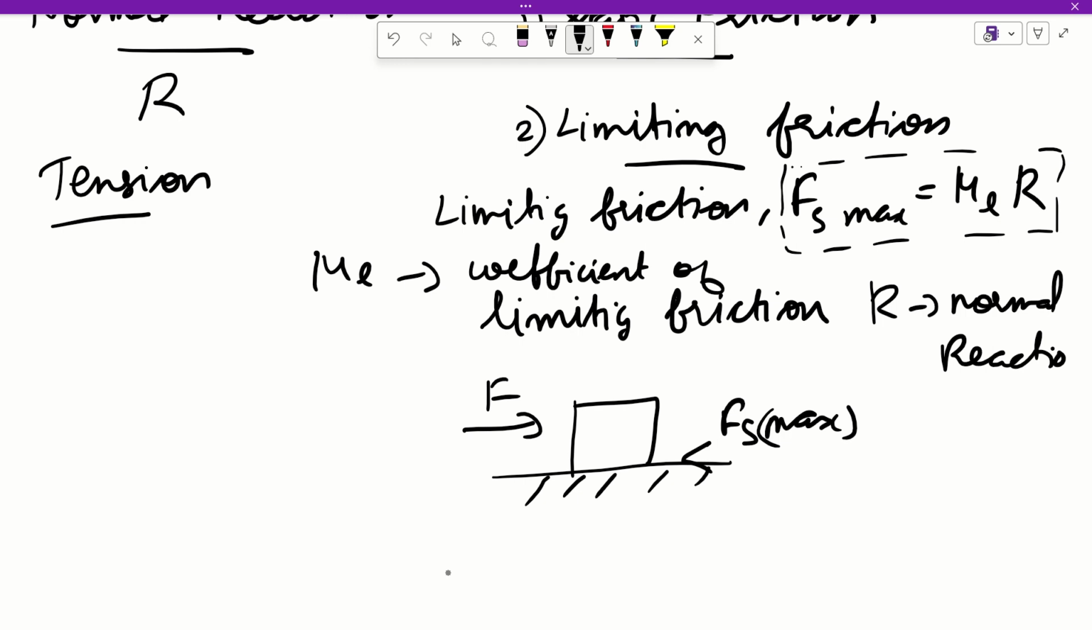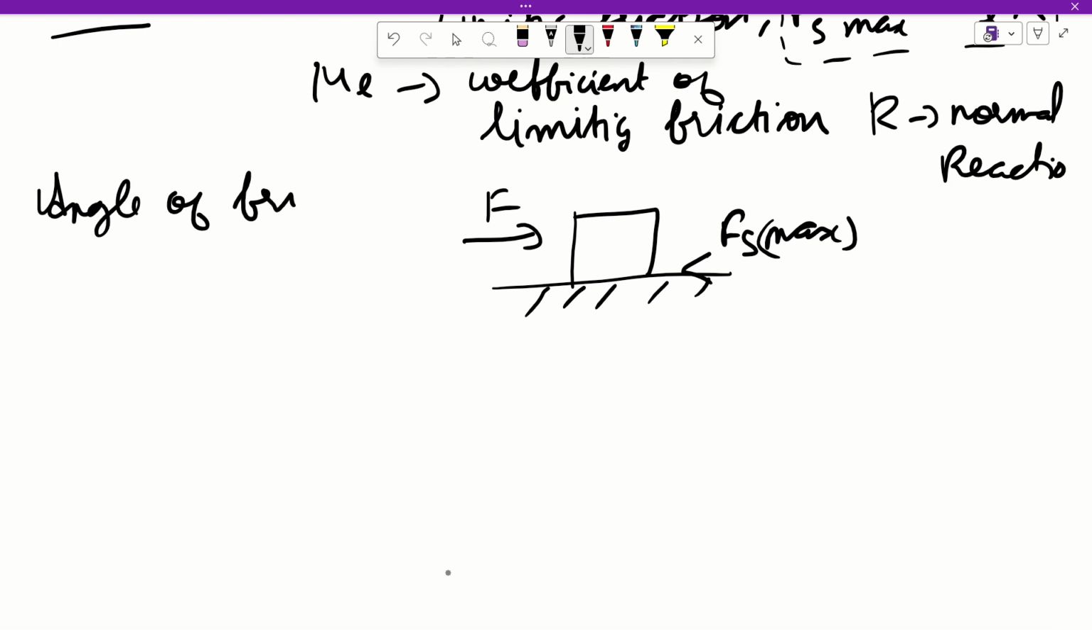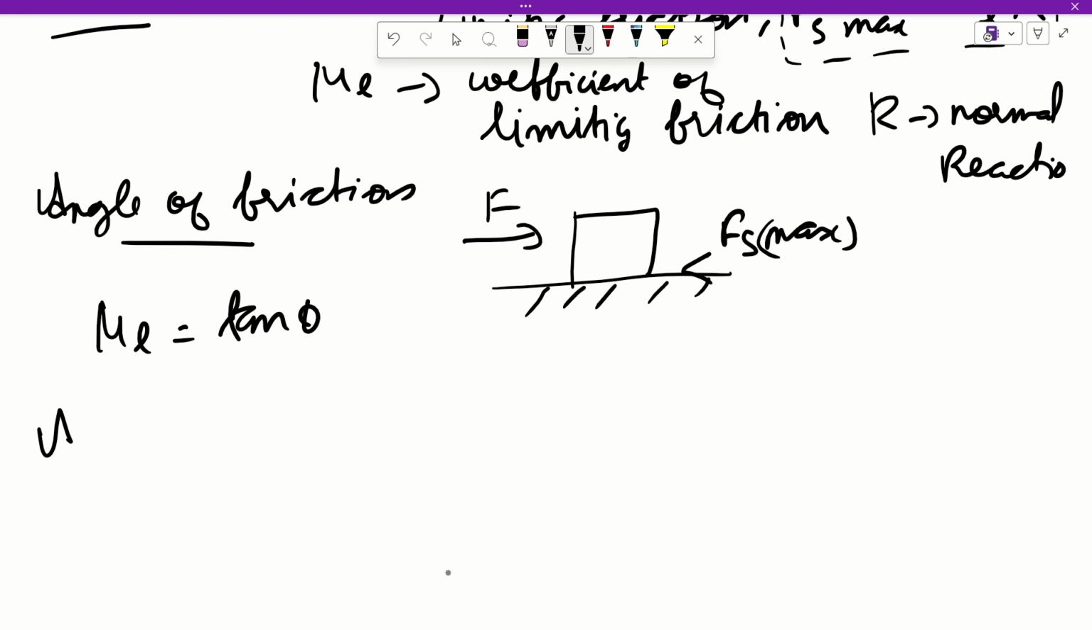The next thing we have to know is angle of friction. It is the angle which the resultant of the force of limiting friction and the normal reaction makes with the direction of normal reaction. That is, mu L is equal to tan theta, where theta is the angle of friction.